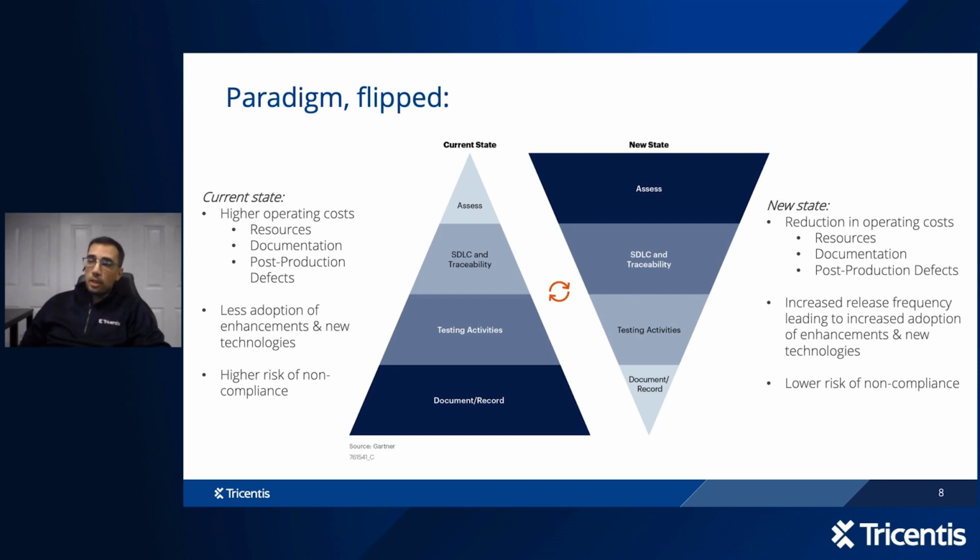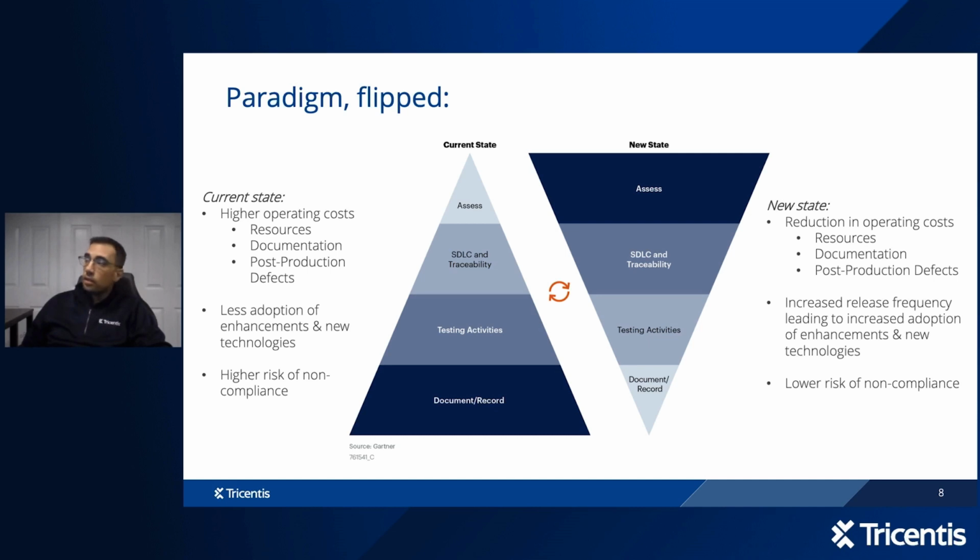So the current state is really associated with higher operational cost overall. If you can have less resources testing overall, less resources documenting those testing efforts, and less post-production defects, you're going to have a lower operational cost, and vice versa. The current state has less adoption for enhancements of new technology. It's very tough to introduce new technology, enhancements to the tools and products that you have. Then you have a higher risk of non-conformance in this current state.